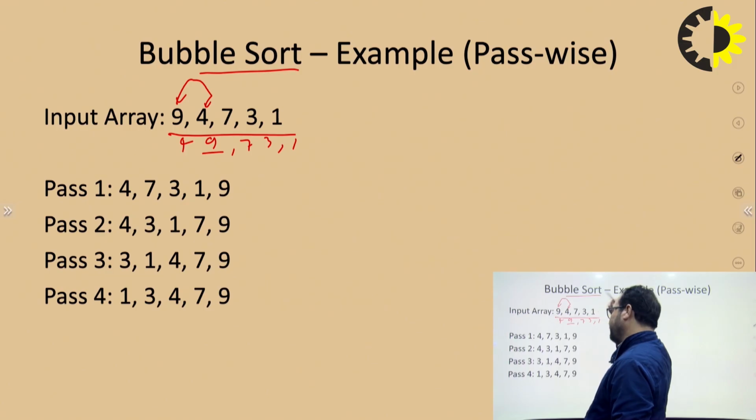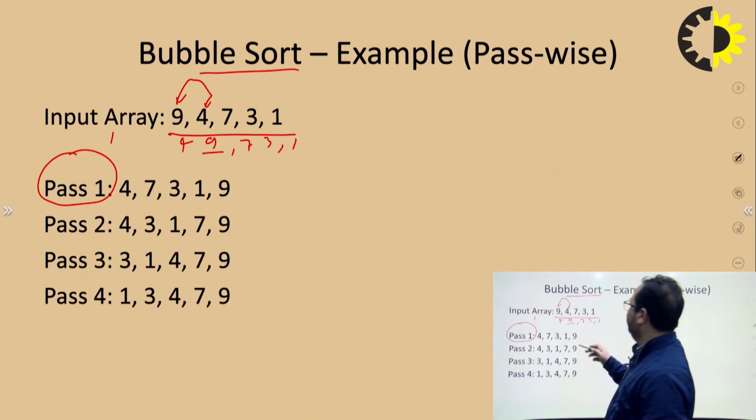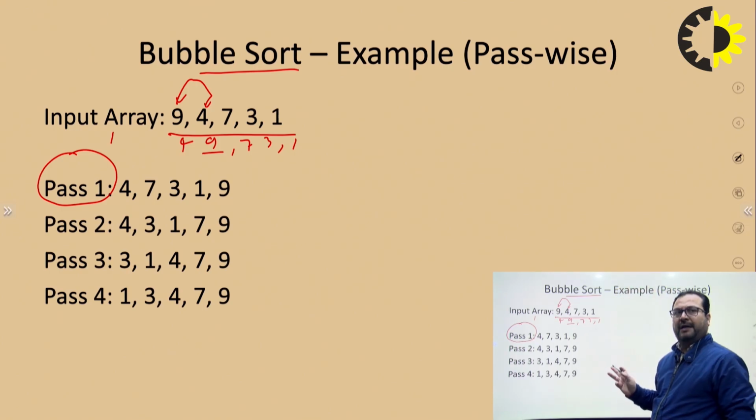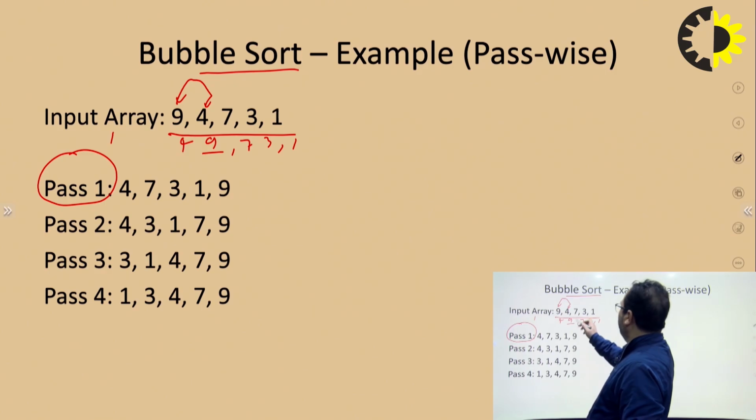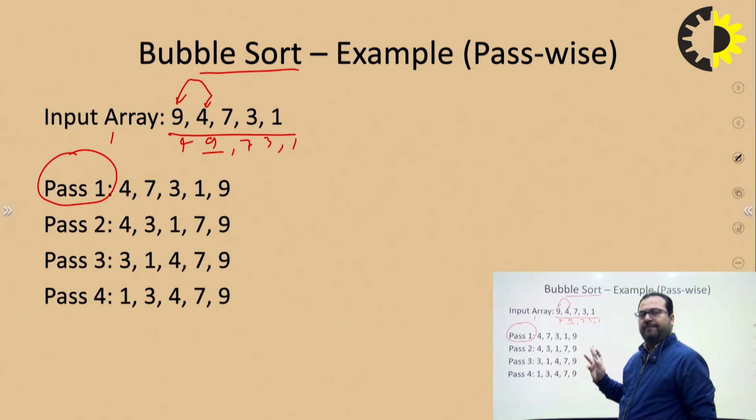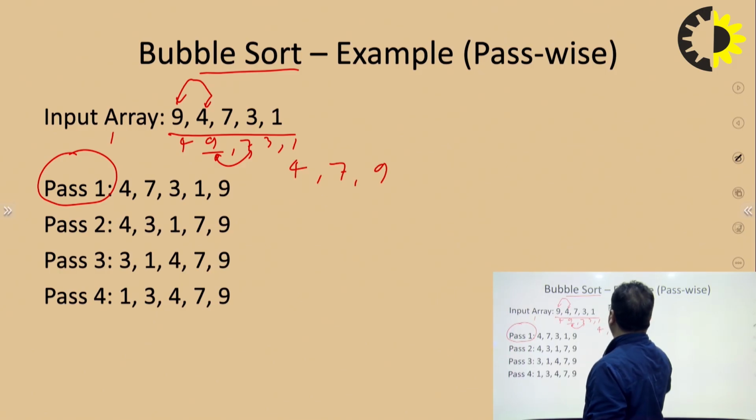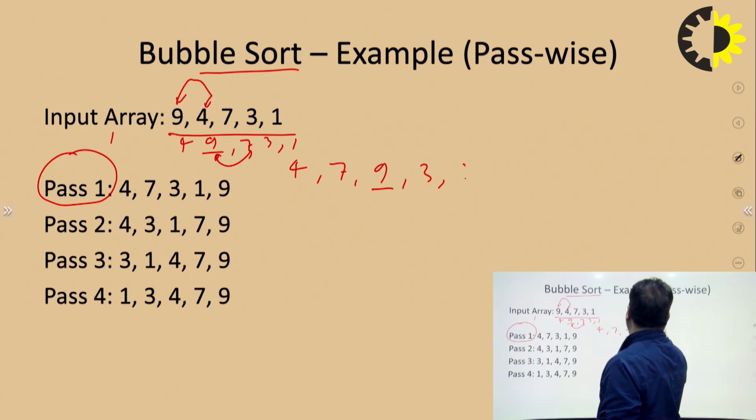This is the first pass. In pass 1 we compare the first element with the second element, and if the second element is smaller, we swap. Again we compare the second element with the third element. If the next element is smaller, then we swap. We see that 7 is smaller than 9, so again we swap. Doing so the list becomes 4, 7, 9, 3 and 1.